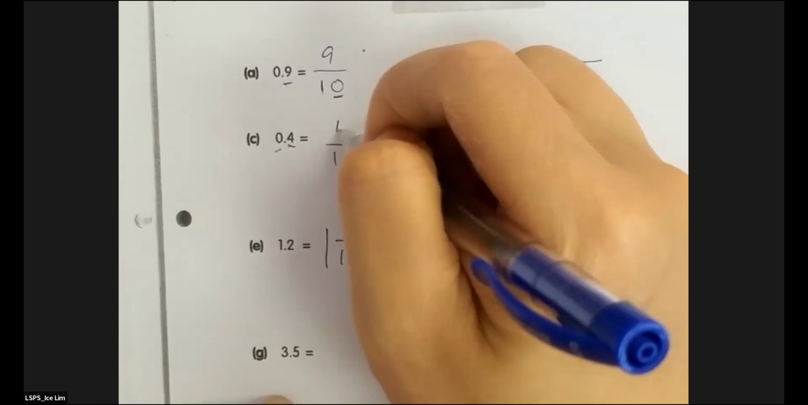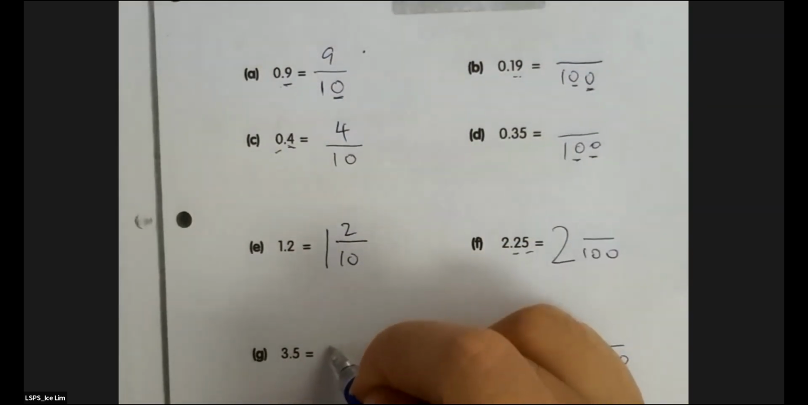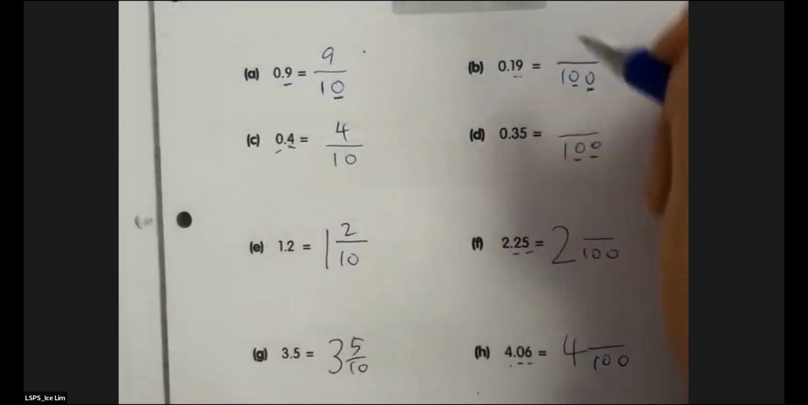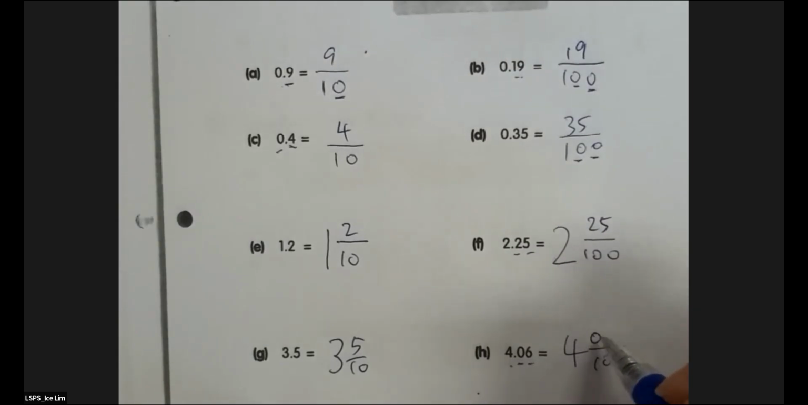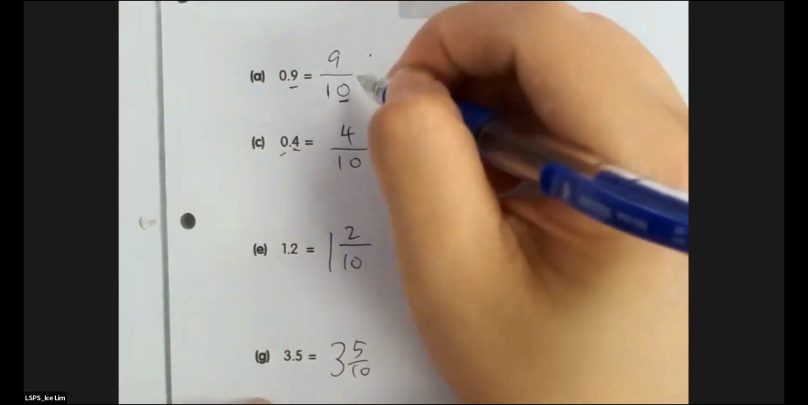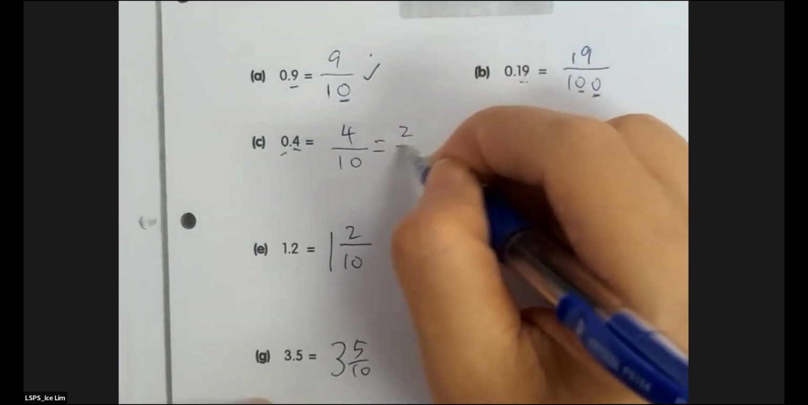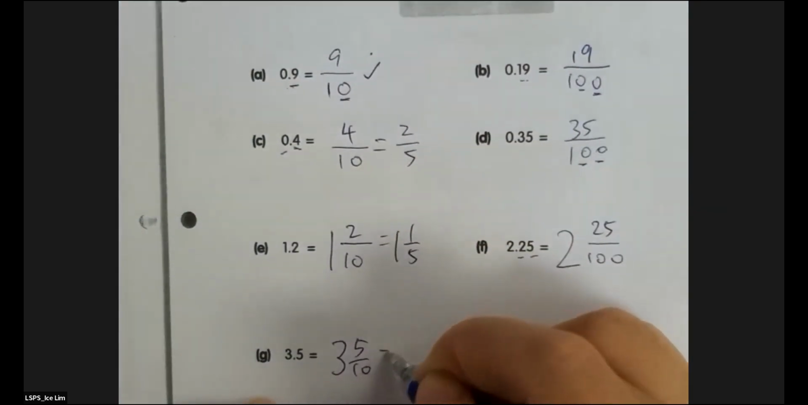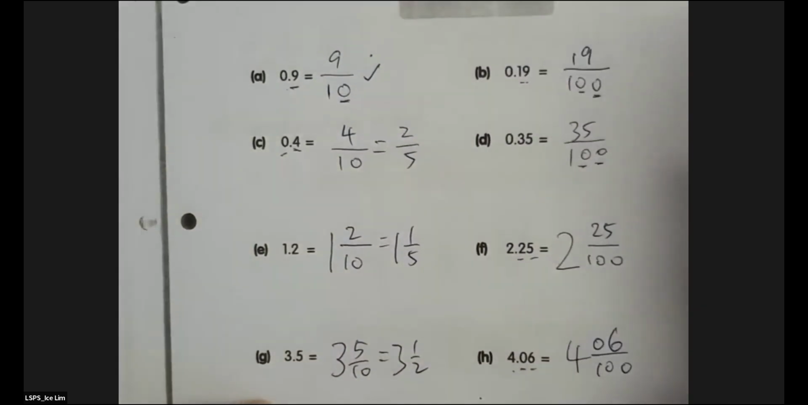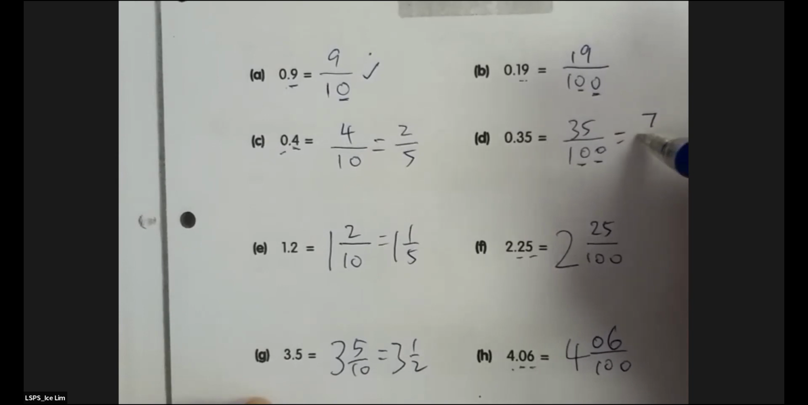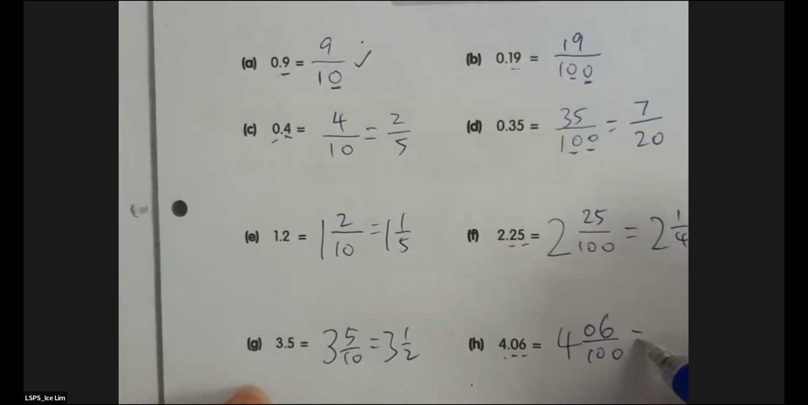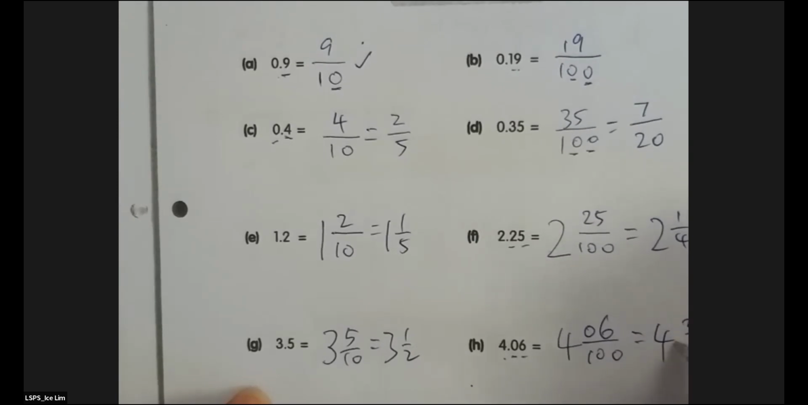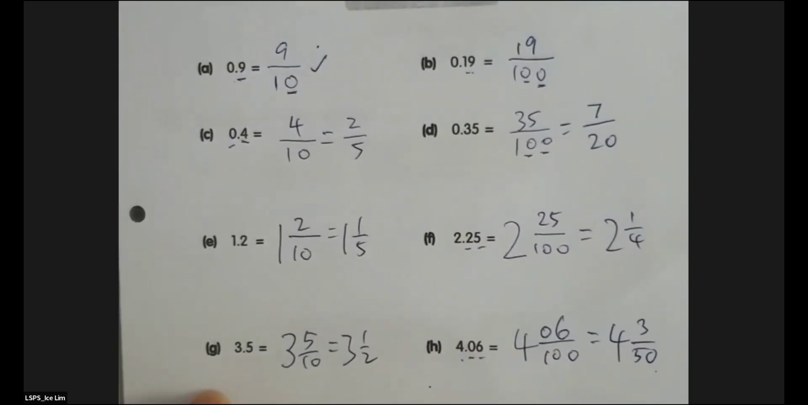Then I simplify. This one cannot simplify, it will just be it. It will be 2/5. And this will be 1 1/5. This will be 3.5. This will be as it is. Then I have divided by 5. This will be 7/20. Very good. And then this will be 2 and 1/4. And this will be 4 and 3/50. Very good.